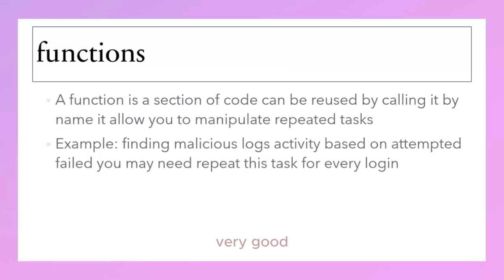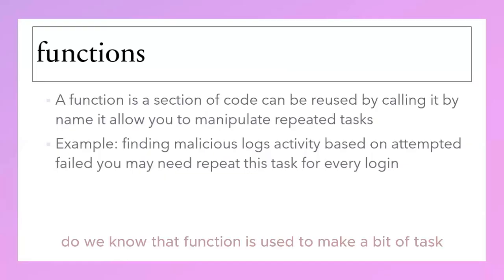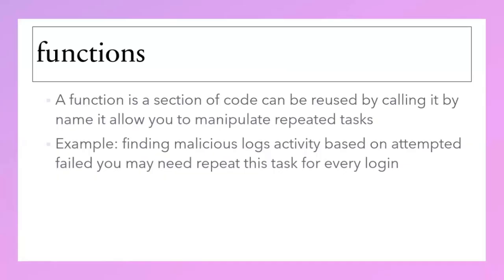A function is a section of code that can be reused by calling it by name. It allows you to manage repeated tasks. We know that a function is used to make repeated tasks. For example, find malicious attacks based on failed attempts. I can find how many attempts a user makes to log into a website by a function, because this task is repetitive. Any user logs into a website many times in a day or in a week. So this is a repetitive task.